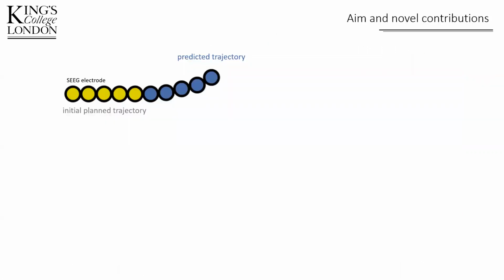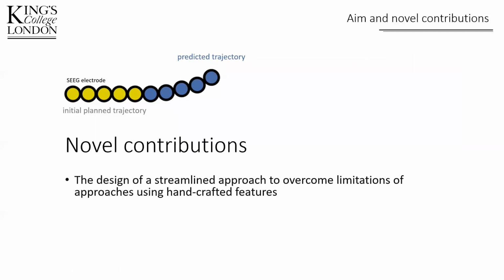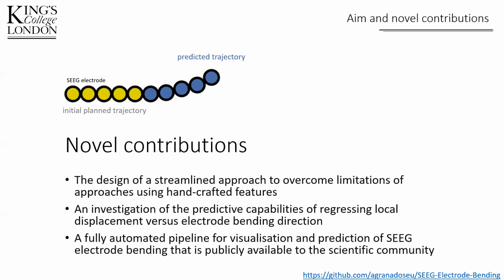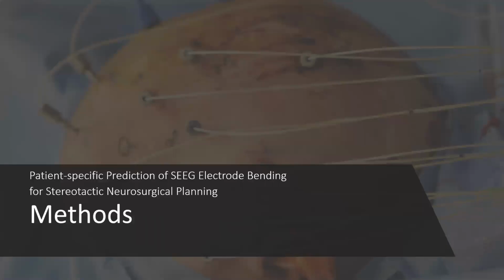Our main motivation is to predict electrode bending in patient-specific SEEG electrode implantations. And the aim of this work is to assess two machine learning approaches and two types of labels. Our contributions include an image-based approach that overcomes limitations of feature-based models, an investigation of regressing local displacement versus bending direction, and a fully automated pipeline that is publicly available to the scientific community.